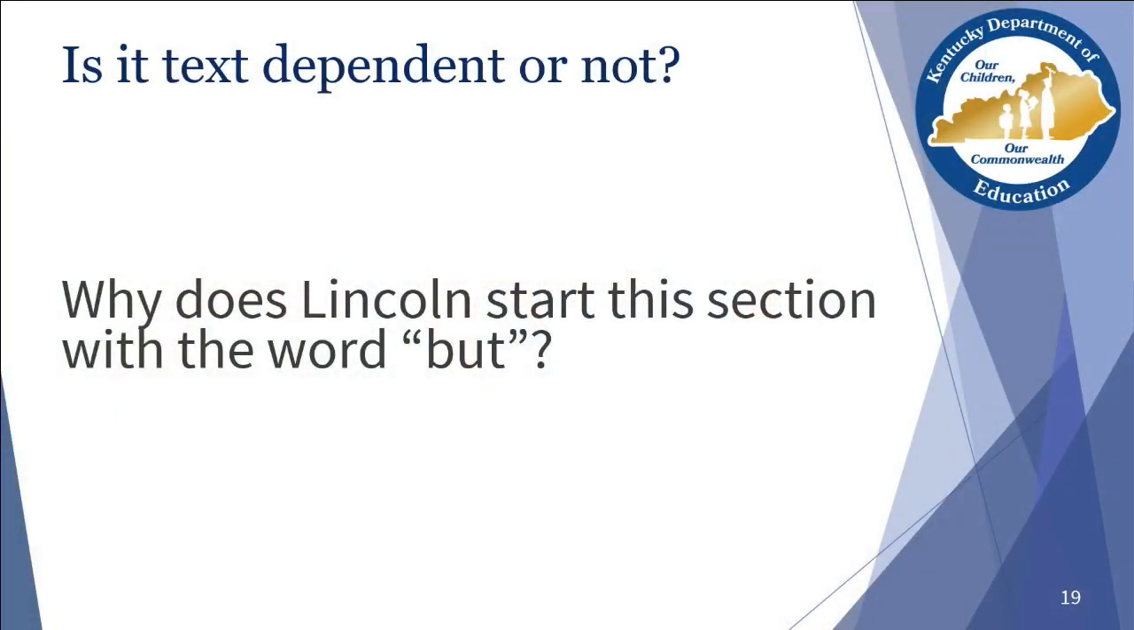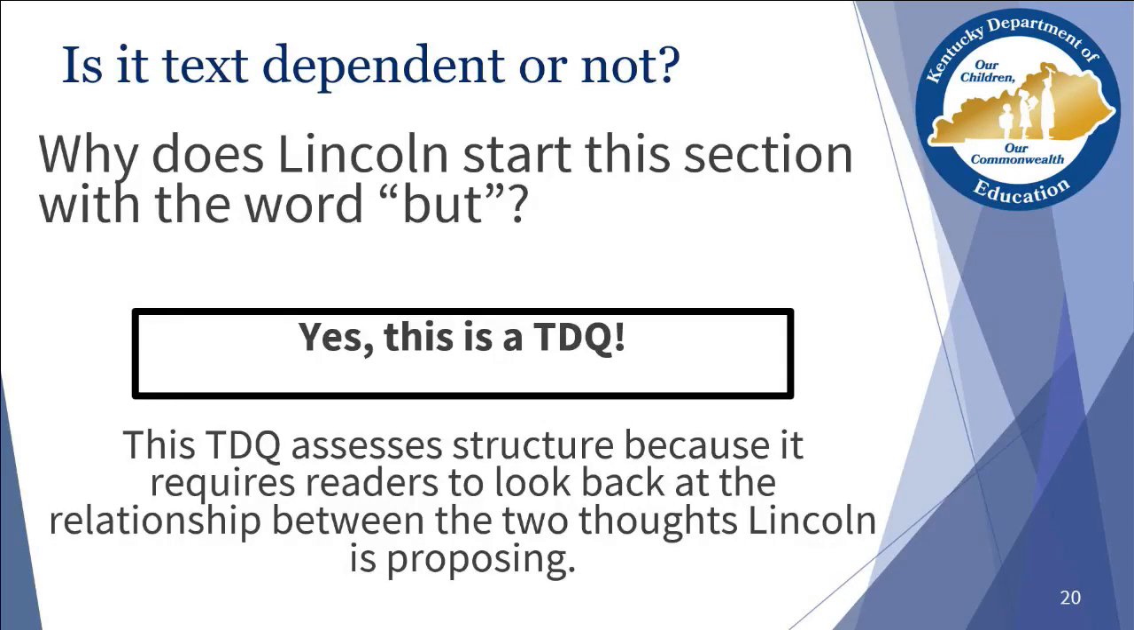Let's look at another. Why does Lincoln start this section with the word but? This is a TDQ also. This text-dependent question assesses structure because it requires readers to look back at the relationship between the two thoughts Lincoln is proposing. And we have another.